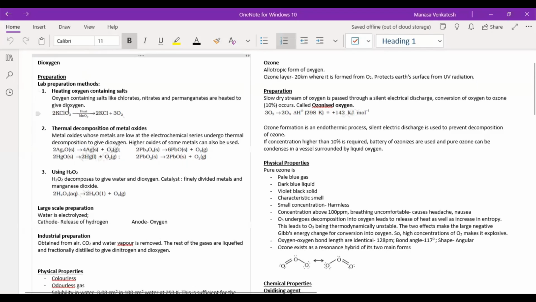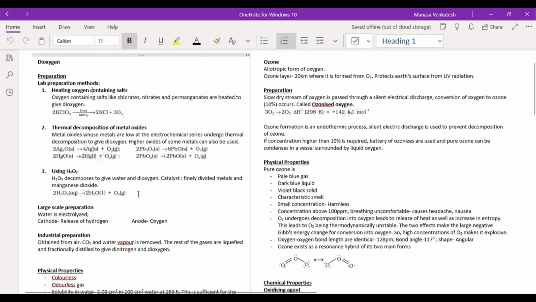First is by heating the salts which contain oxygen. Second is by thermal decomposition of metal oxides. So we have various metal oxides. When they are heated, they form the oxygen molecule, whereas hydrogen peroxide decomposes to give dioxygen and water. And the catalyst in this reaction is a finely divided metal and manganese dioxide.